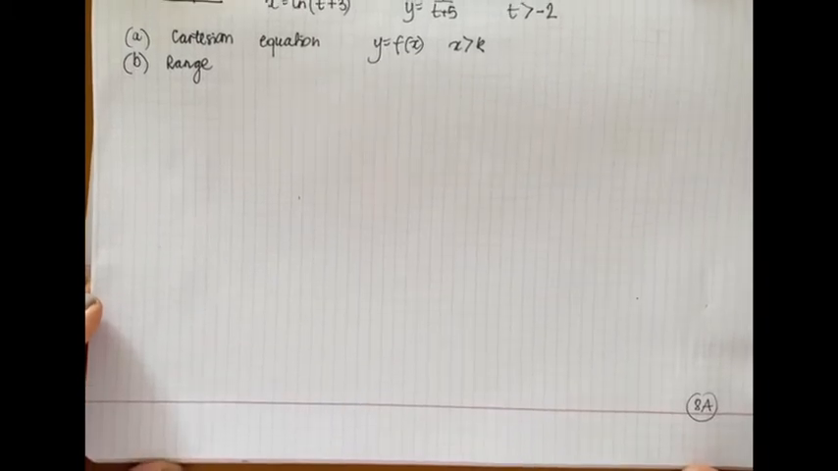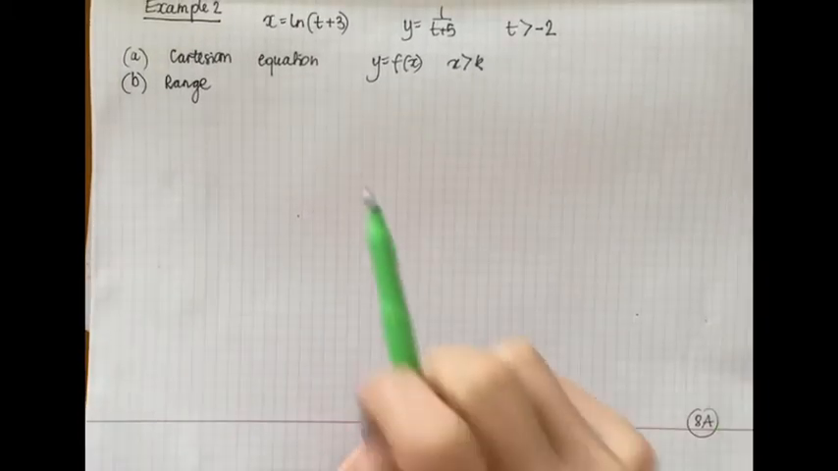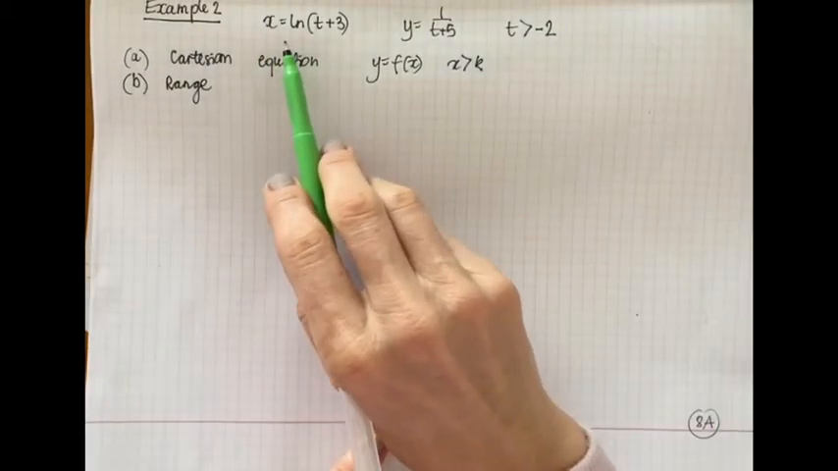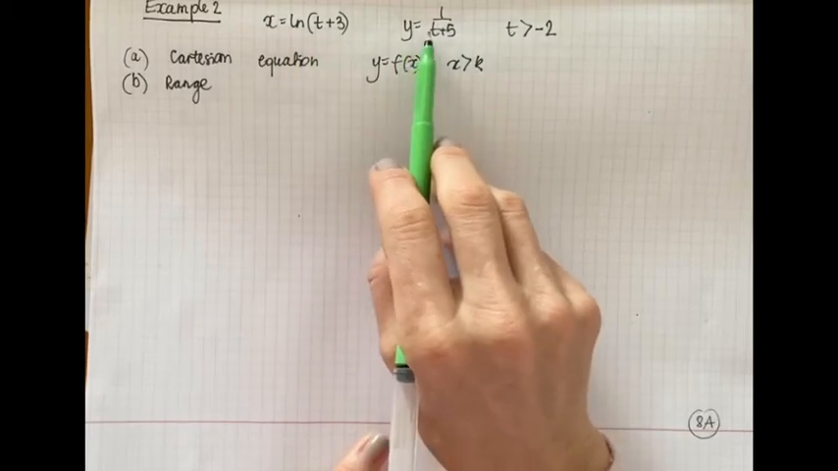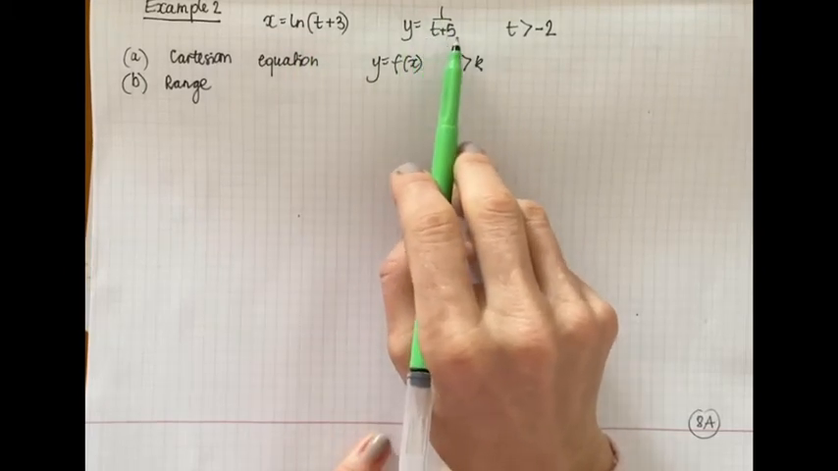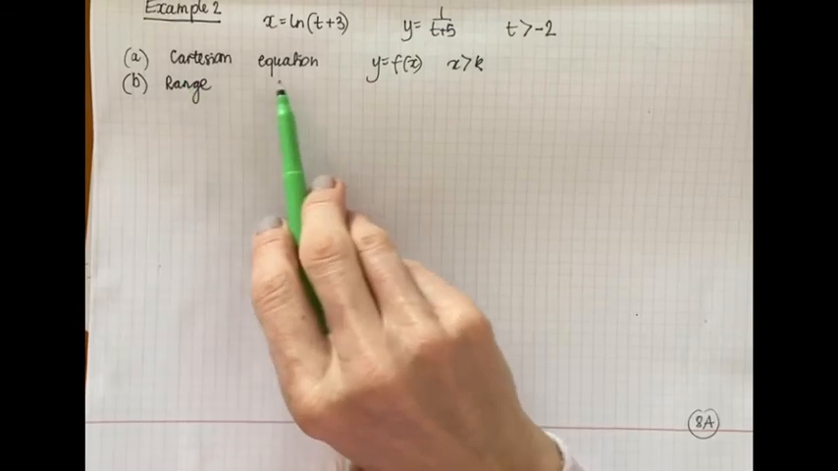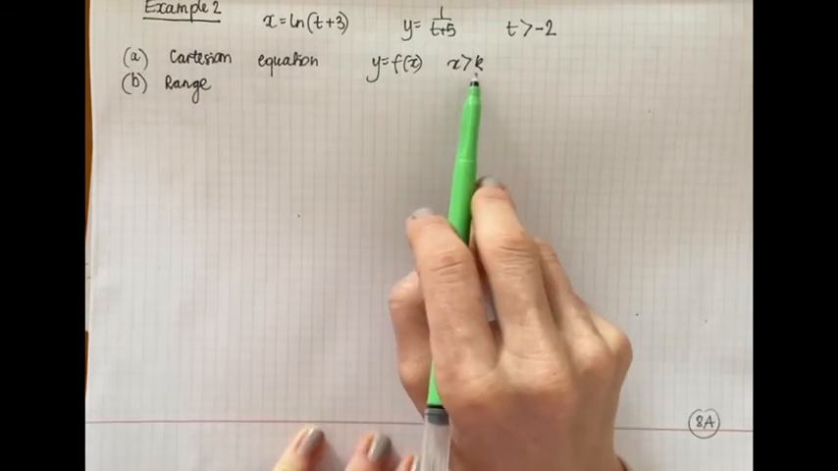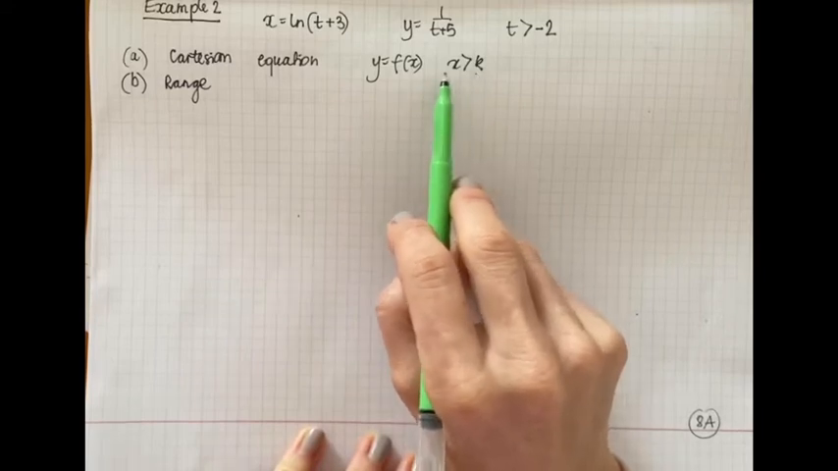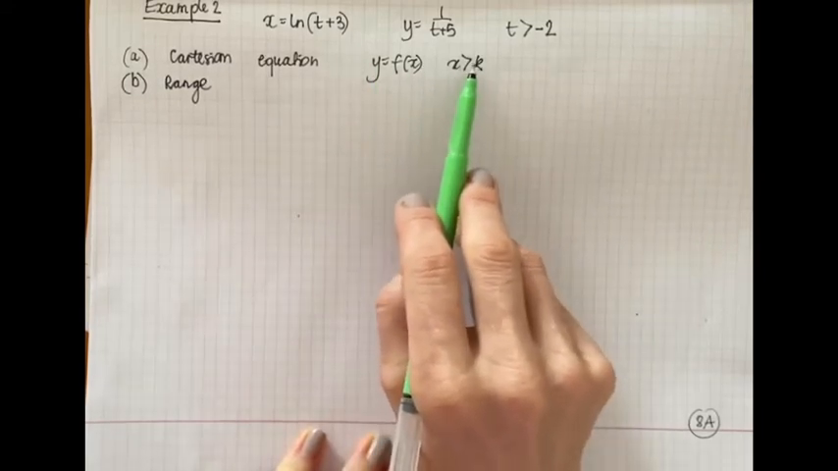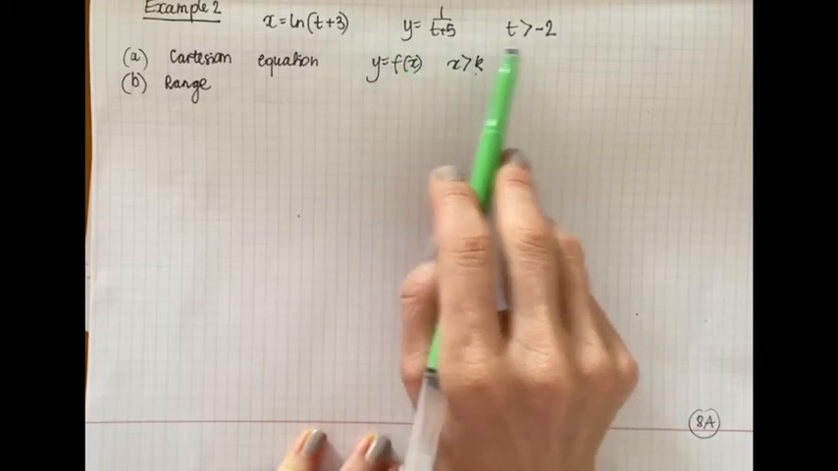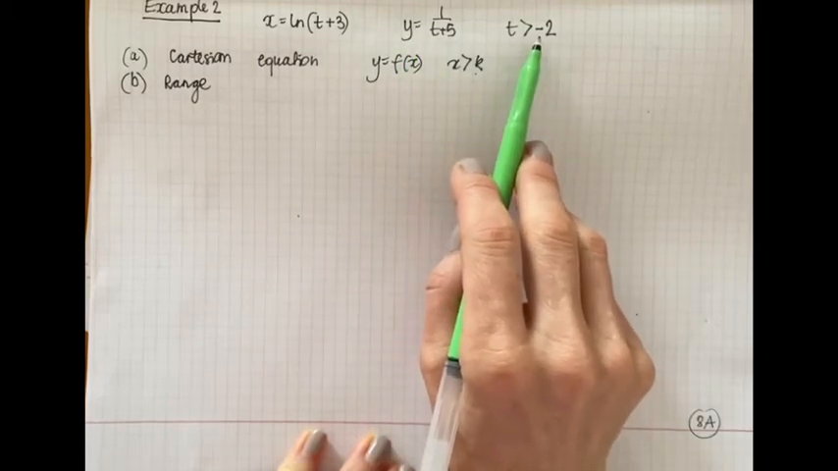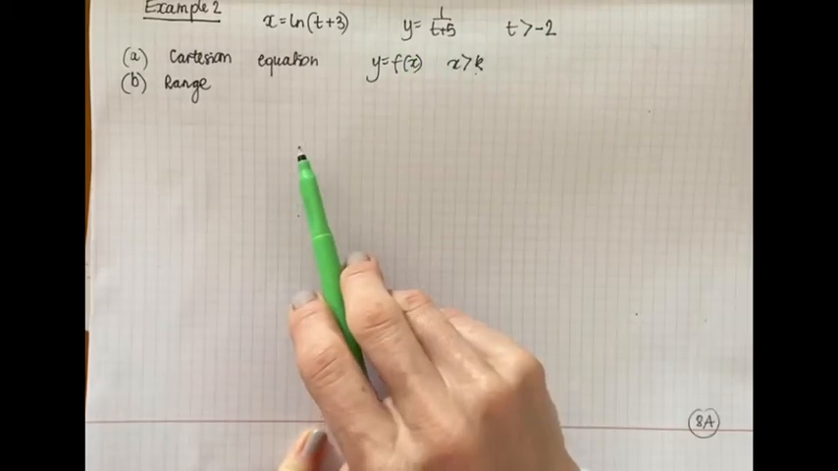So in this example, we have a look at the two functions, x equals ln of t plus 3 and y equals 1 over t plus 5, so a reciprocal function. First of all, they were asked to find the Cartesian equation, and we need to find the value of k, so the domain, because x is greater than k. So t is always greater than -2 in this particular instance.